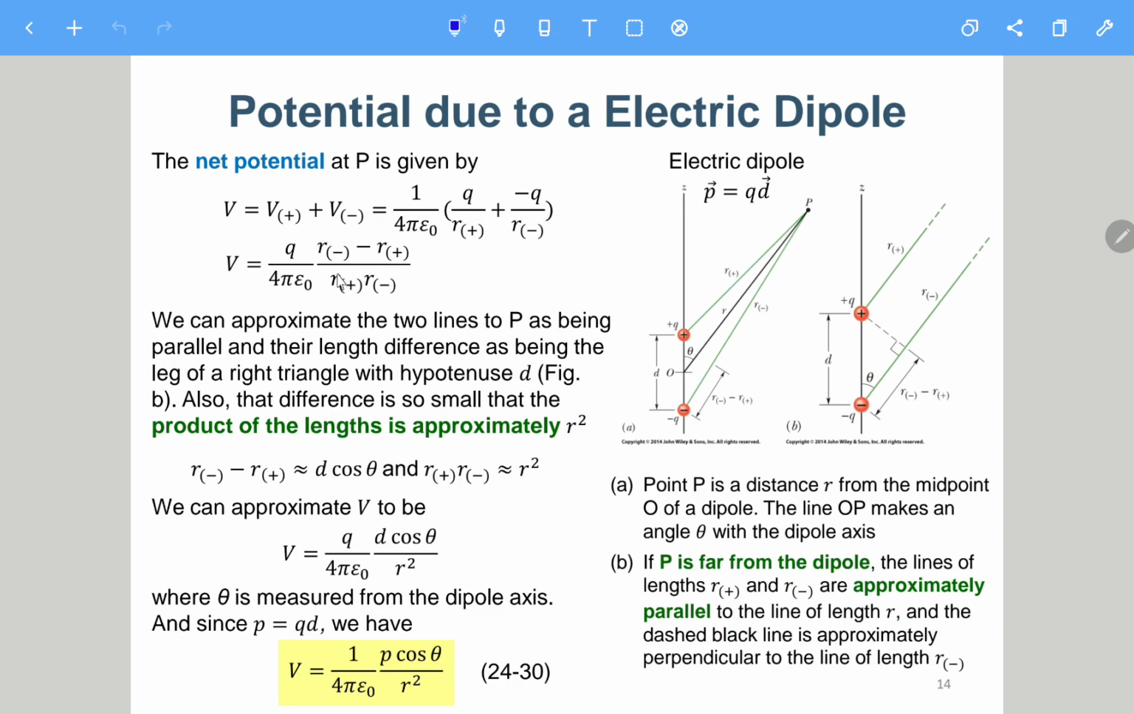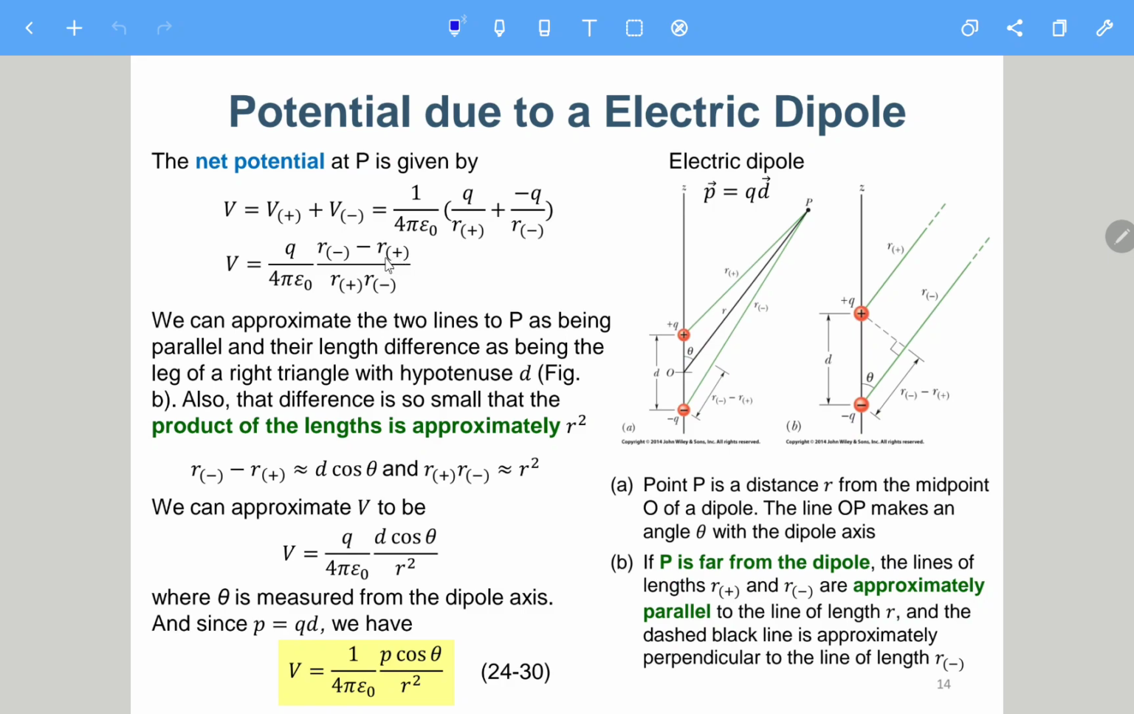The common factor is r plus times r minus, and q is also a common factor that we can factor out. So we have q over 4 pi epsilon naught in the front, and then it turns out to be 1 over r plus minus 1 over r minus. So it will be r minus minus r plus, over r plus times r minus.